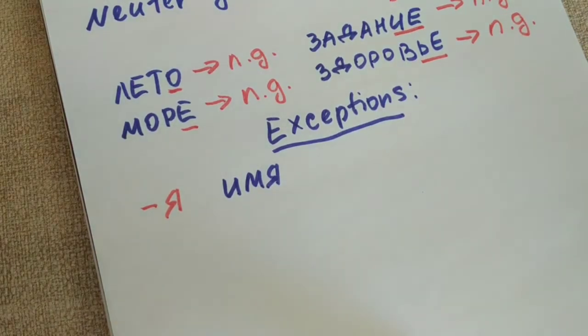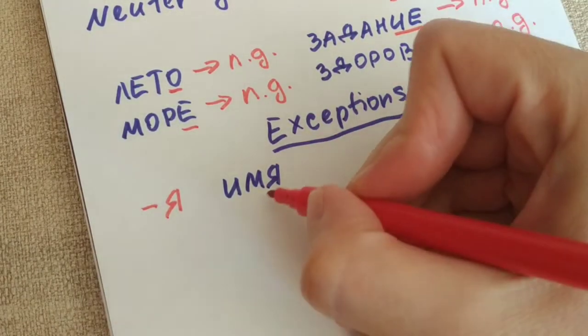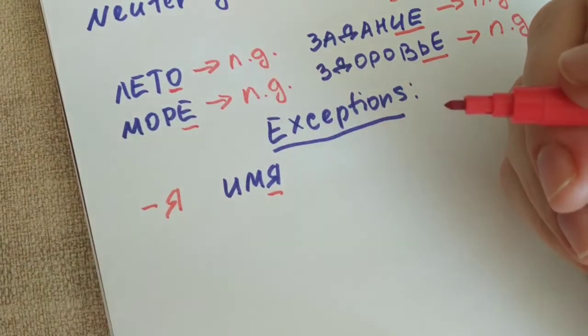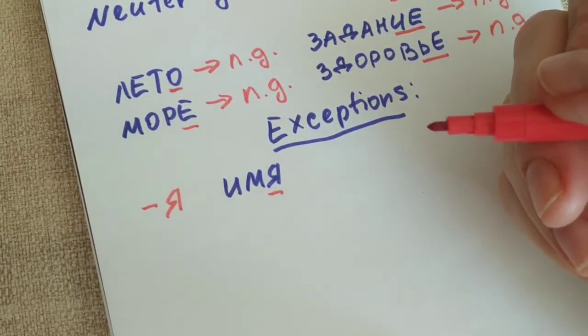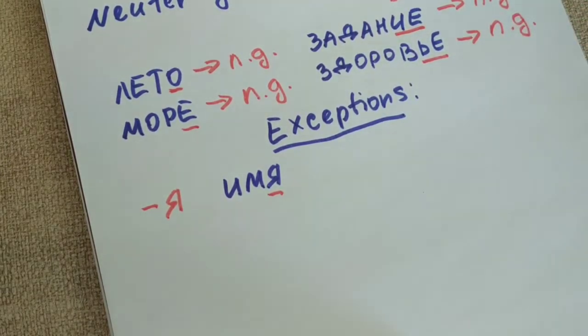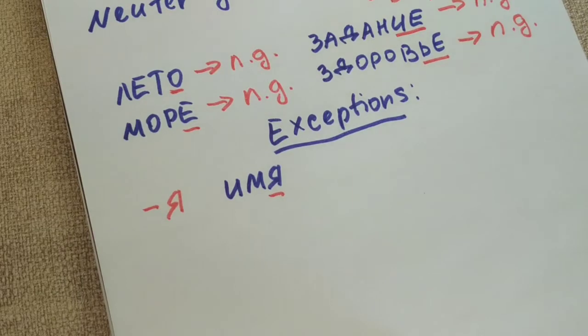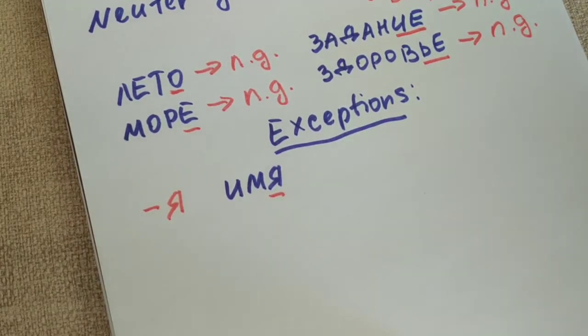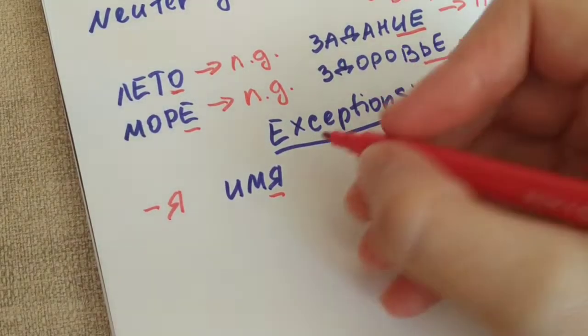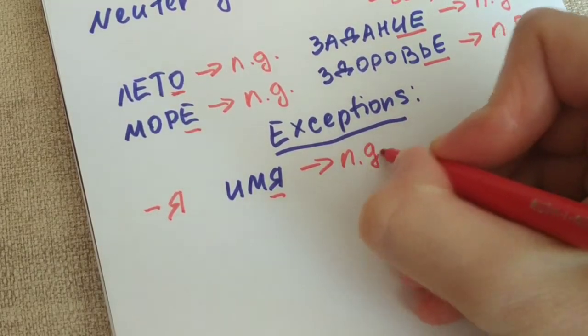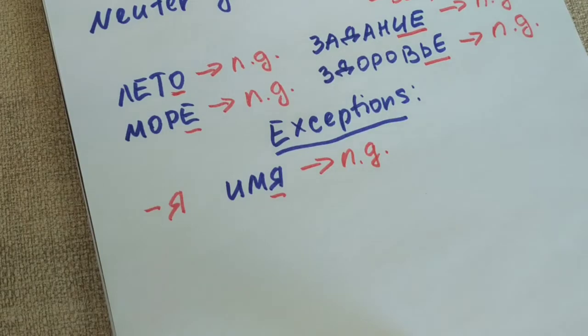Имя, meaning name. Имя is ending in the vowel ya, and we know by the rules that if we see a noun ending in ya, it should be of a feminine gender, or there are some exceptions that it can belong to the masculine gender, but in this case, this noun is of a neuter gender. So this is the exception.